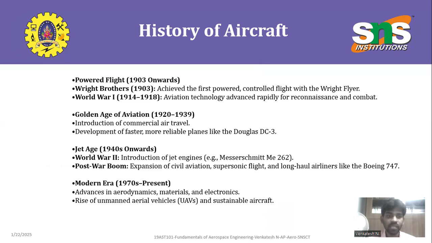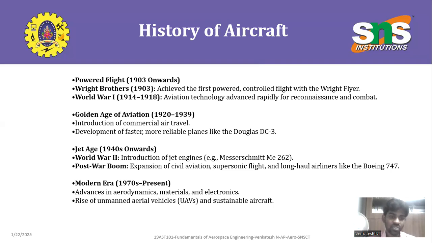The history of powered flight starts from 1903 onwards, in the Wright Brothers era, with the first powered controlled flight of the Wright Flyer. During World War I, 1914 to 1918, aviation technology advanced rapidly. The golden age of aviation, 1920 to 1939, saw the introduction of commercial air travel and the development of faster, more reliable planes like the Douglas DC-3.